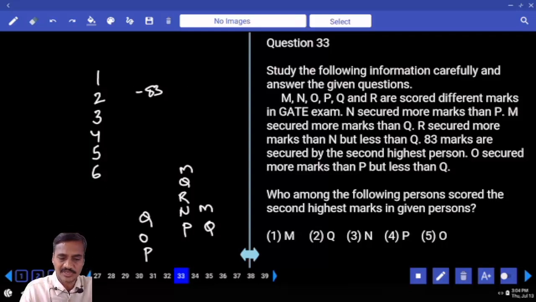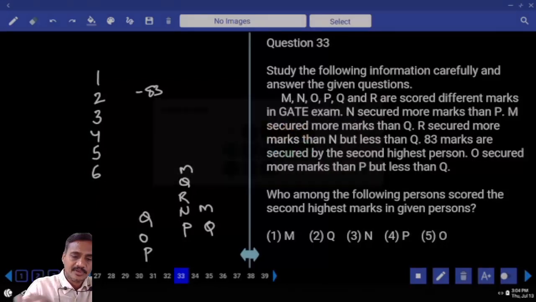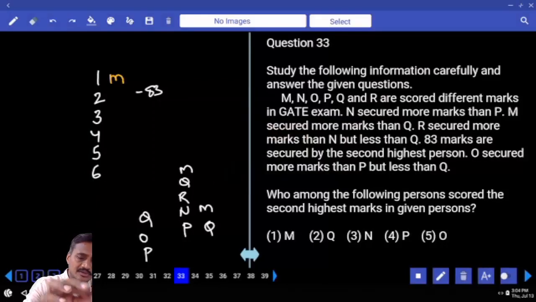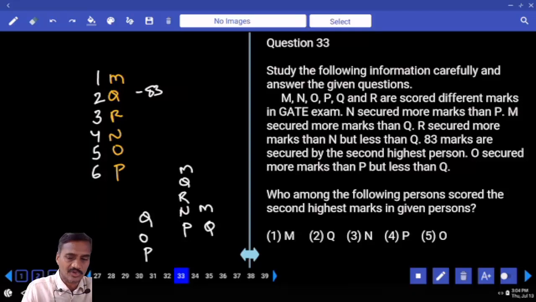Then what is the order we have? M and Q. Q must be before this. Yes, tell me what is the answer we have? First M followed by Q. Next R. Next N. Next O. Next P. M, Q, R, and more.